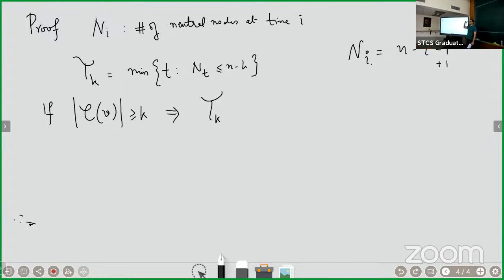So the number of nodes at time 1 is n minus 1. The starting state itself is n minus 1. And in each step, at least 1 goes out, otherwise I will stop. So how much should it be? N minus 1, not minus 1. So N_1 is n minus 1, N_2 is n minus 2.